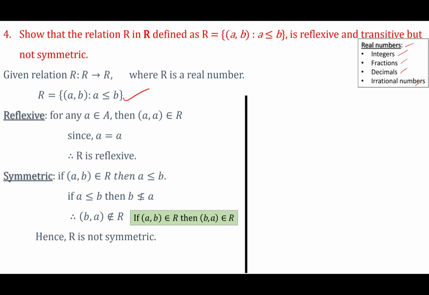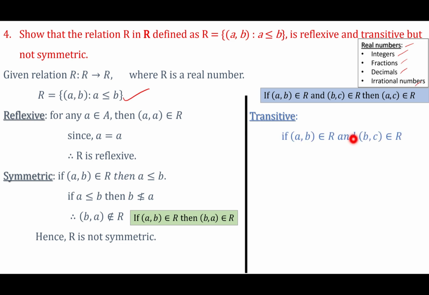Now come to the transitive relation. We know the transitive relation: if (A, B) belongs to R and (B, C) belongs to R, then (A, C) must belong to R. According to the relation, if (A, B) belongs to R, then A must be less than or equal to B. And if (B, C) belongs to R, then B must be less than or equal to C.